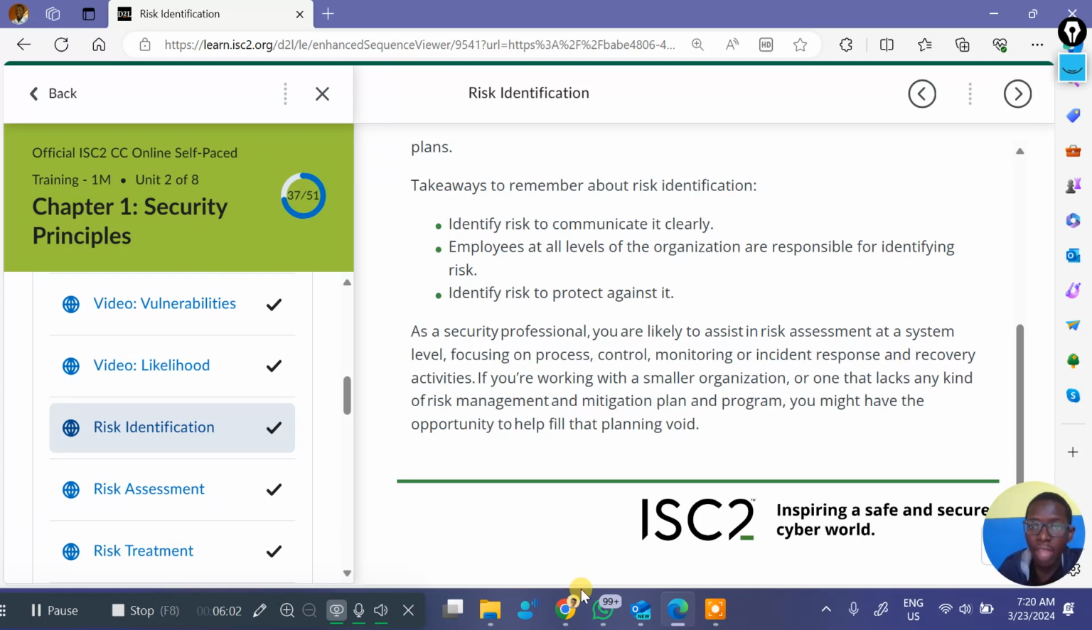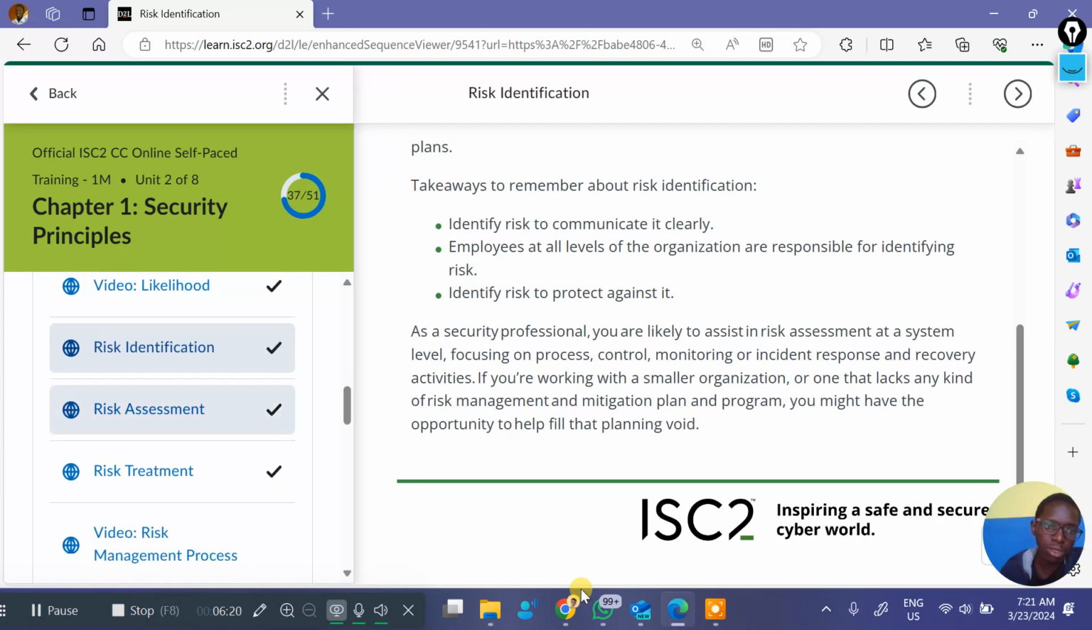Anybody can actually identify a risk. It's not just your job as a security professional, it's the job of every employee you have. Everybody in the organization is supposed to identify a risk. I hope we've gotten that out clear. So that is about risk identification.